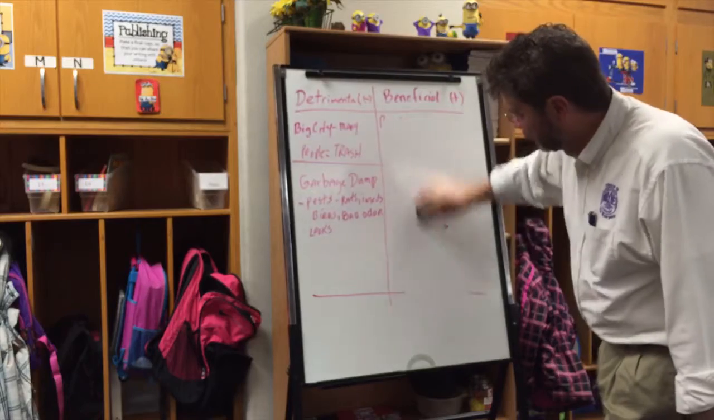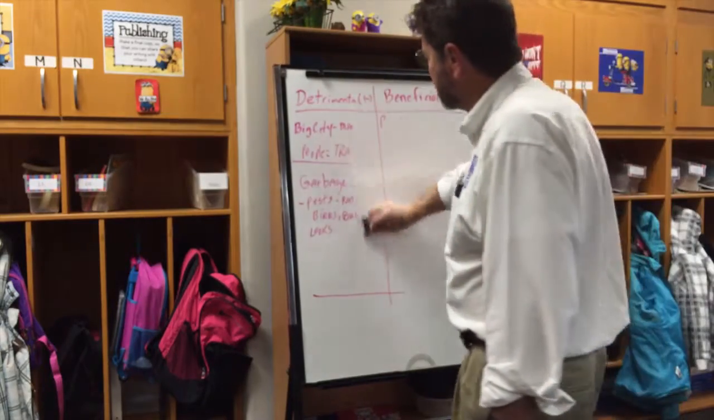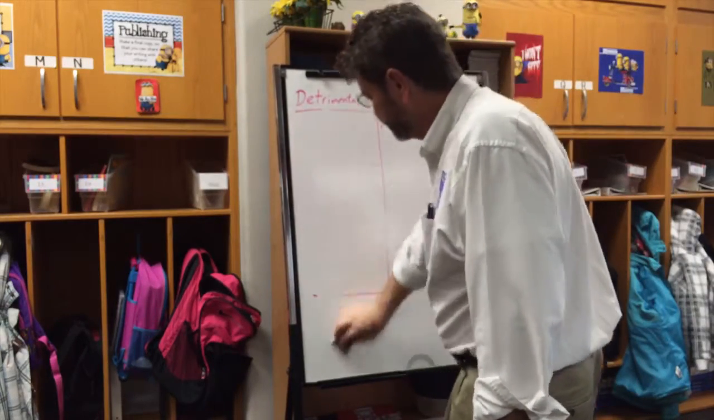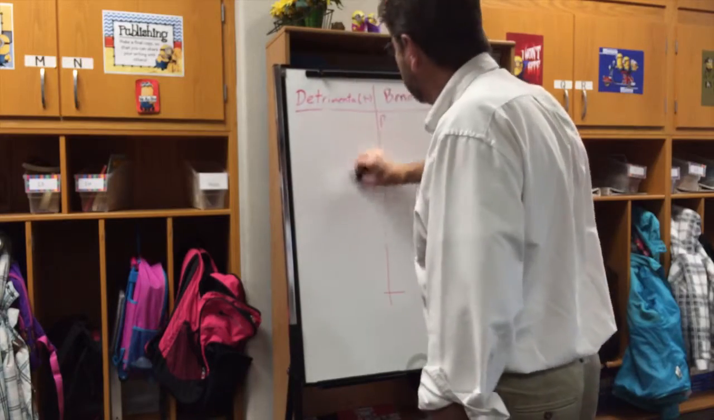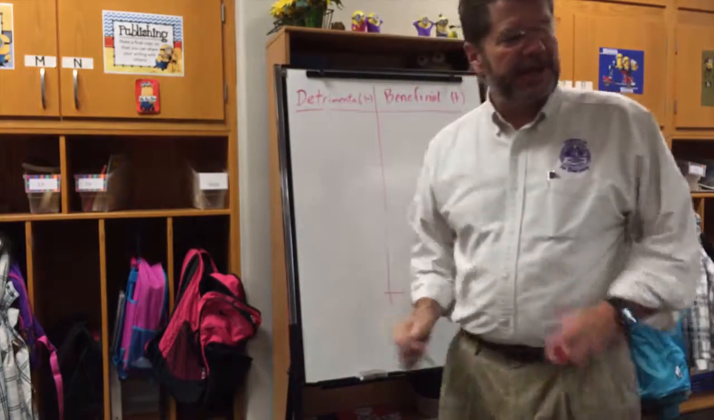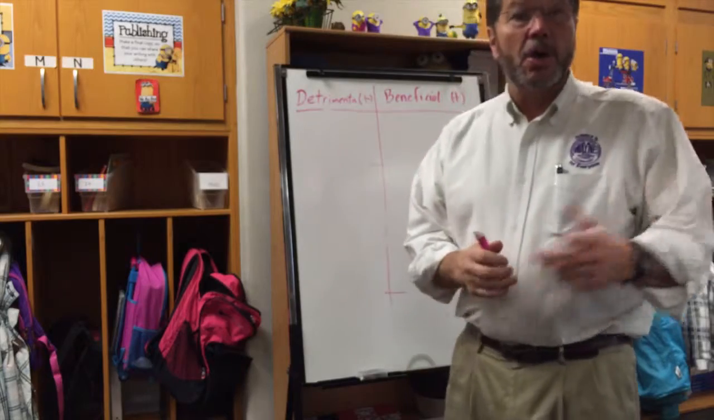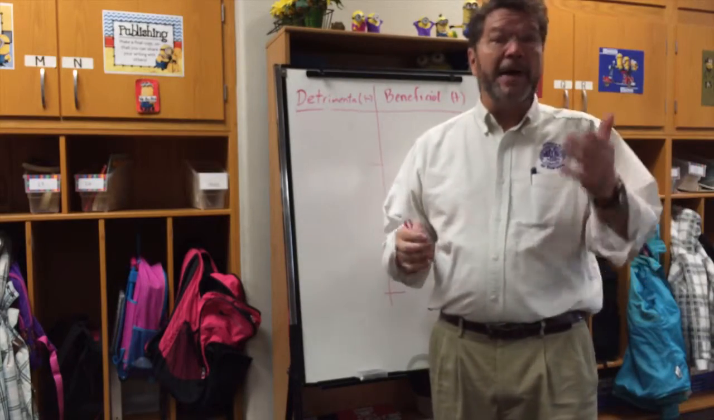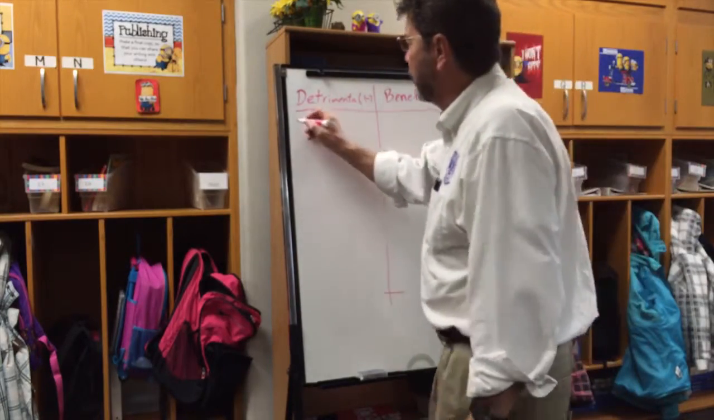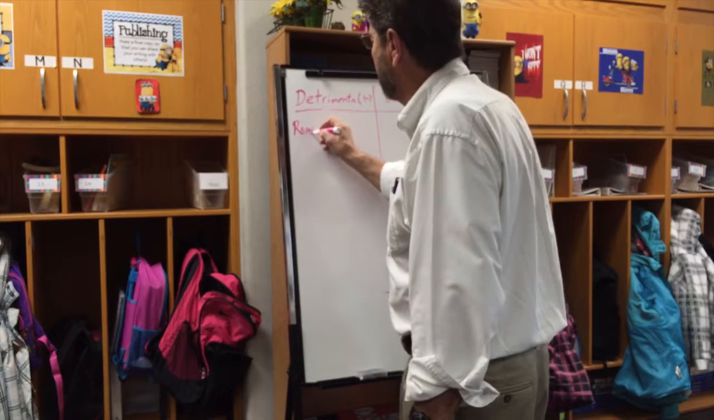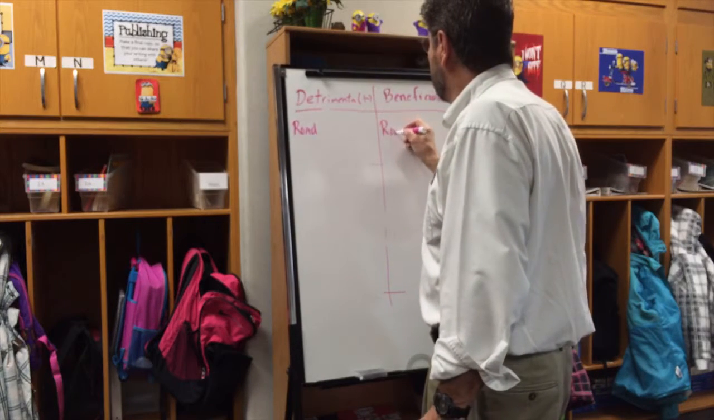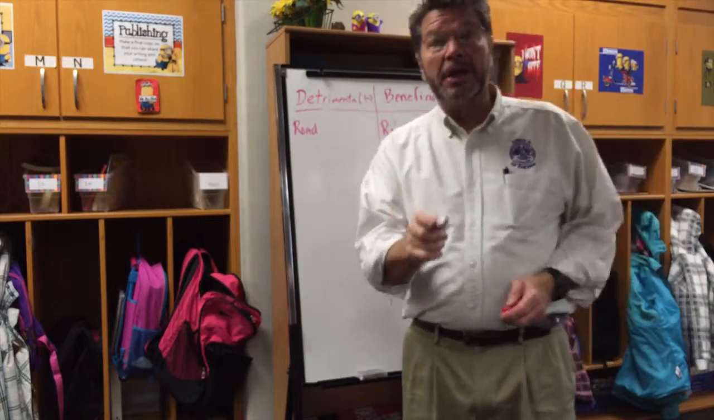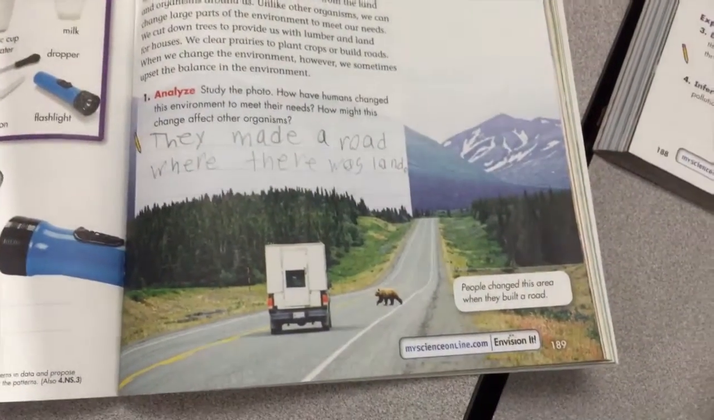Let's look at some other things. For example, look at your book. There's a picture of a bear walking across the road. You see that? Yes. So what could be good or bad about a road? So let's go ahead and write road, and let's take a look at our book. Okay, as you can see right here, this bear is walking across the road.